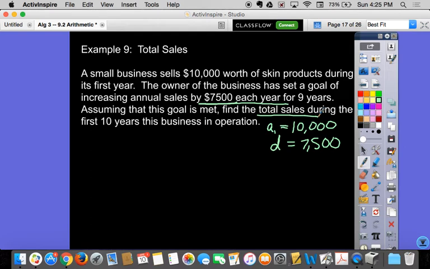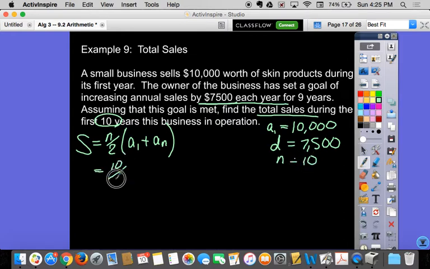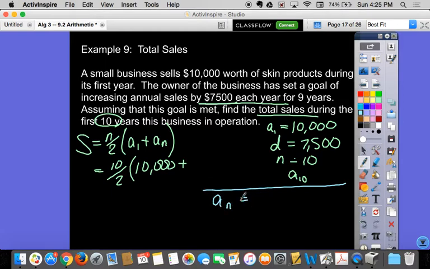Find the, here we go, total sales, n over 2, and then we've got a sub 1 plus a sub n during the first 10 years. So n is 10. So if I come in here, I've got 10 over 2. First year was 10,000. But again, guys, you've got to have a sub 10. I don't know a sub 10. I've got to go figure it out. I'm a little scrunched there, so let's put it down here. A sub n equals a sub 1 plus d times n minus 1.